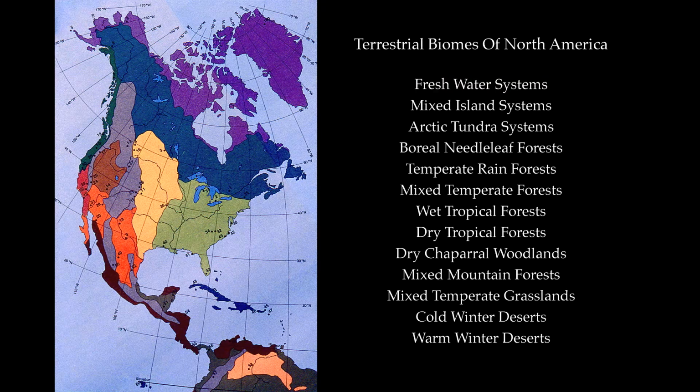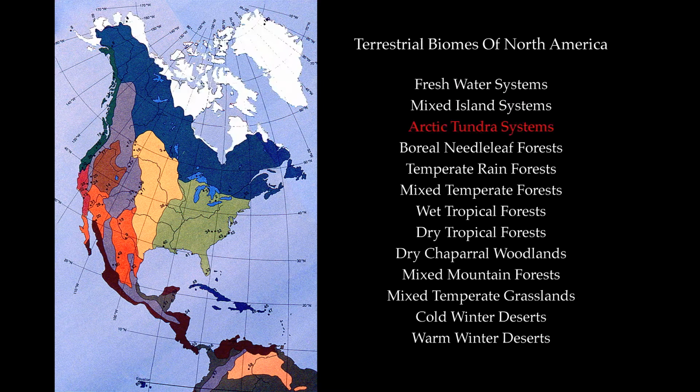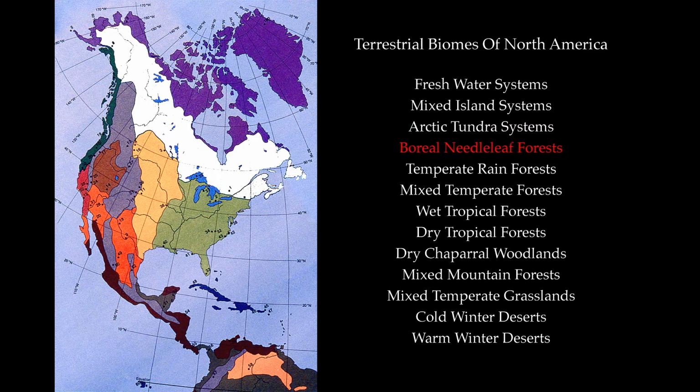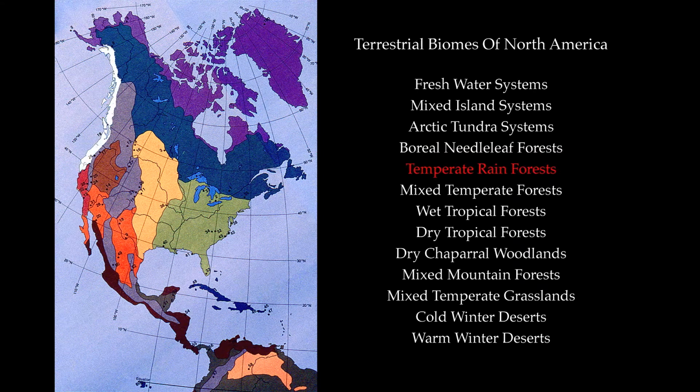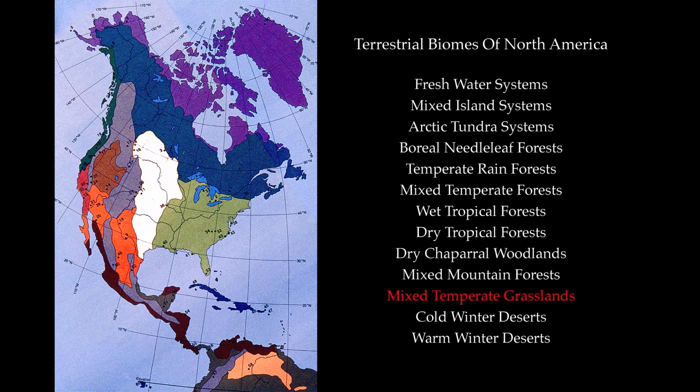Freshwater systems, mixed island systems, Arctic tundra systems, boreal needle-leaf forests, temperate rainforests, mixed temperate forests, wet tropical forests, dry tropical forests, dry chaparral woodlands, mixed mountain forests, mixed temperate grasslands, cold winter deserts, warm winter deserts. Now let's see what makes each biome unique.